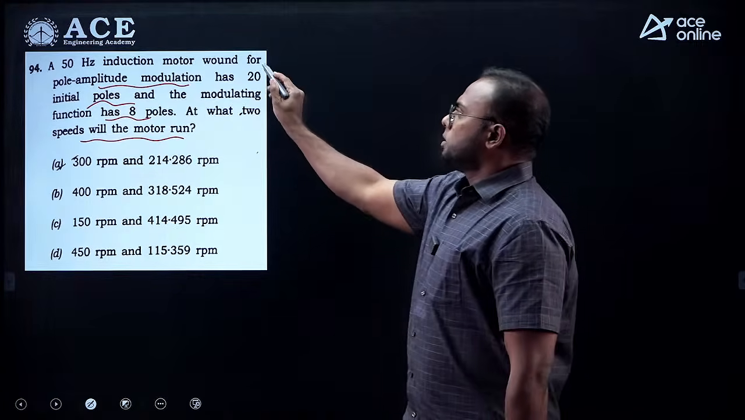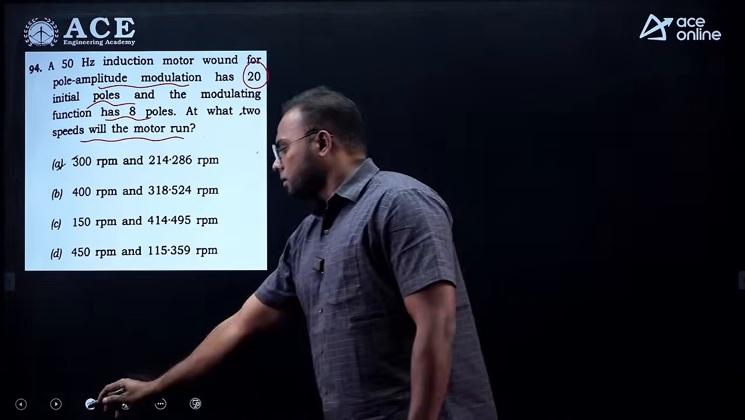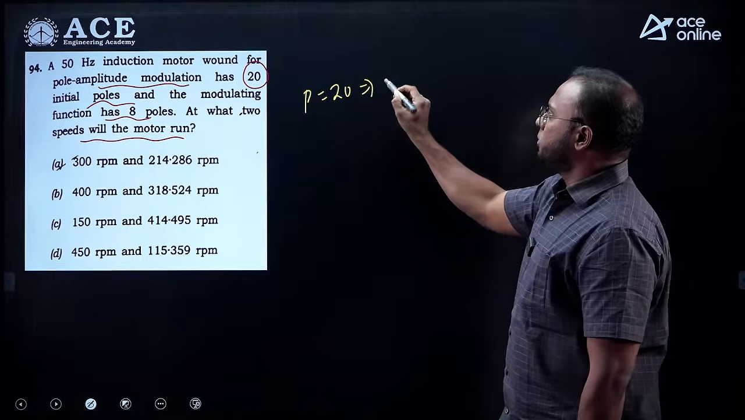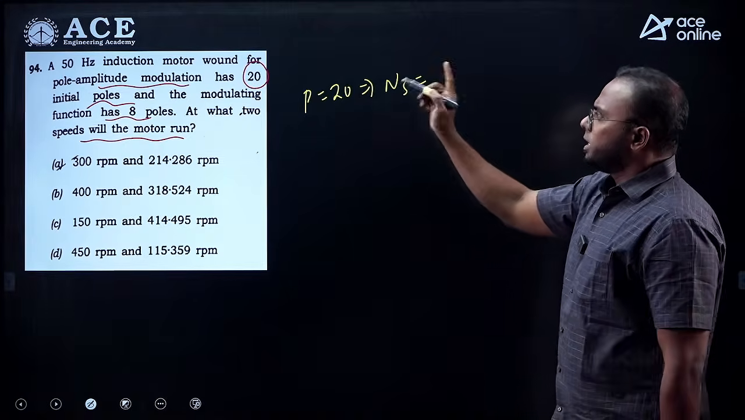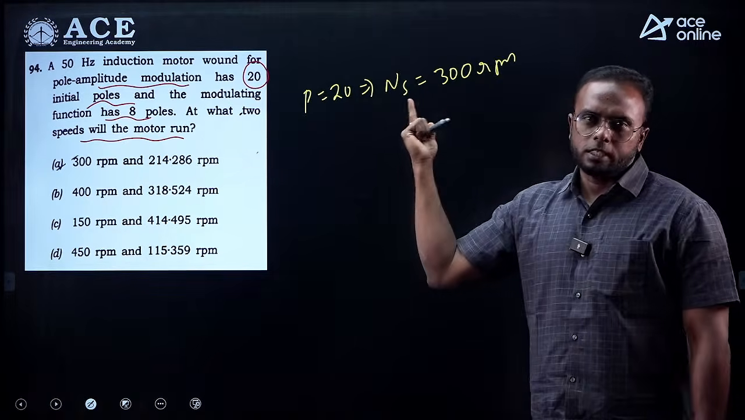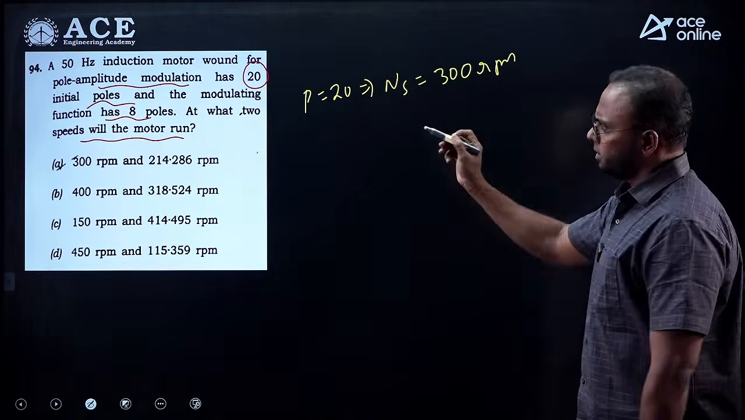So initially 20 poles are there. For the 20 pole condition, what is the synchronous speed? When poles are 20, the synchronous speed Ns equals 120 f by P, and we will get 300 RPM. So the induction motor will always rotate near to that, 280, 290 like that.